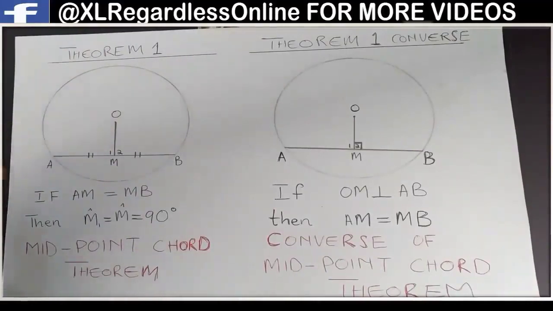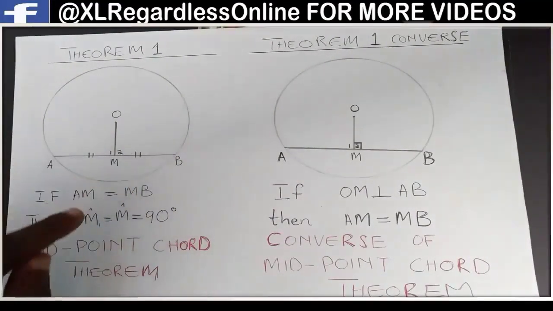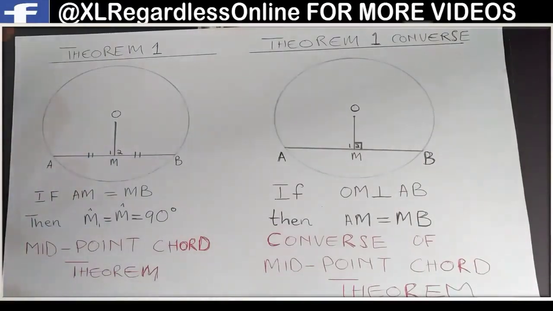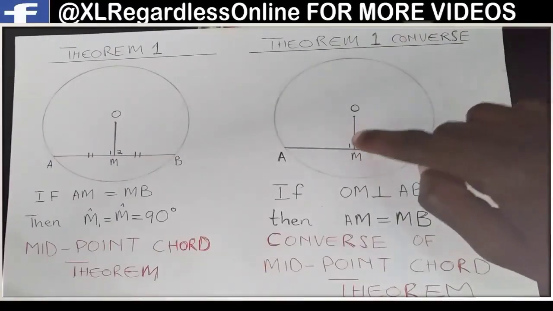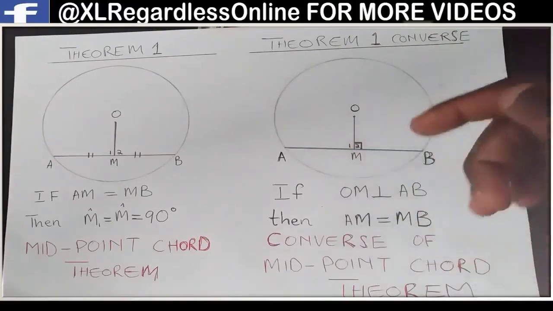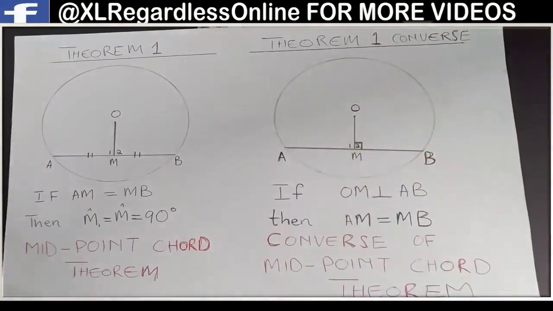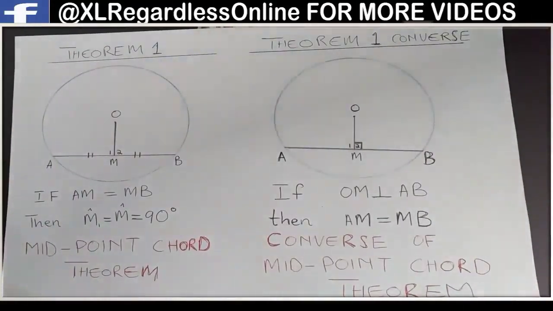Here we are given that these two sides are equal. We then conclude that the angle here is 90 degrees. That's the theorem. But for the converse, we are given that we have 90 degrees here. Then we conclude that AM is equal to MB. So the converse is like the theorem in reverse.